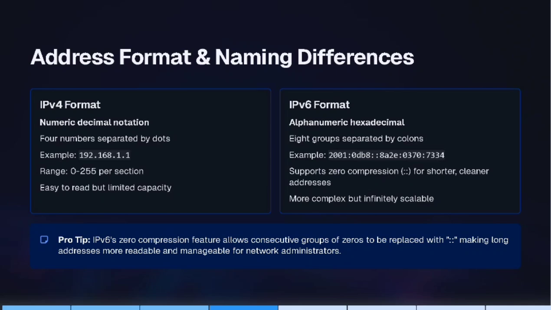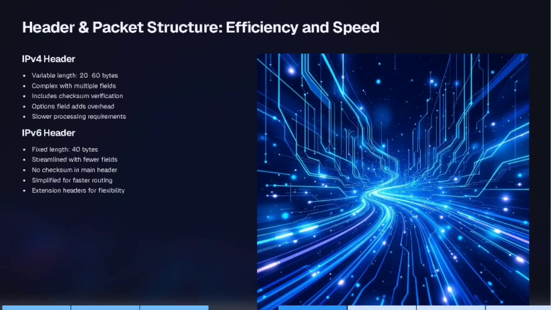IPv6 uses zero compression for shorter, cleaner addresses. IPv4 is easy to read but limited in capacity, whereas IPv6 is more complex but infinitely scalable. The pro tip for IPv6 is the zero compression feature, which allows consecutive groups of zeros to be replaced with a double colon, making long addresses more readable and manageable for network administrators.